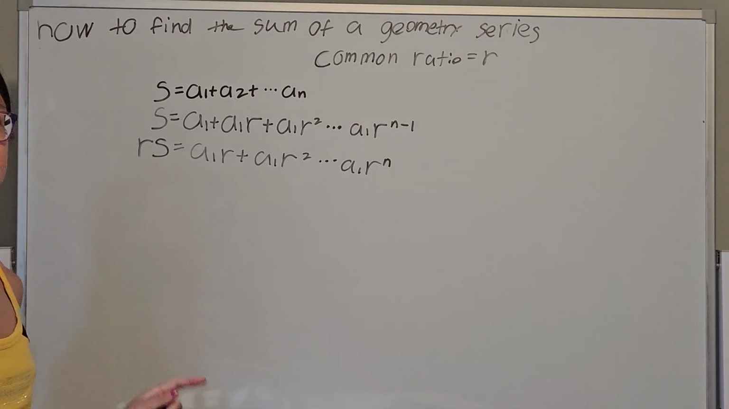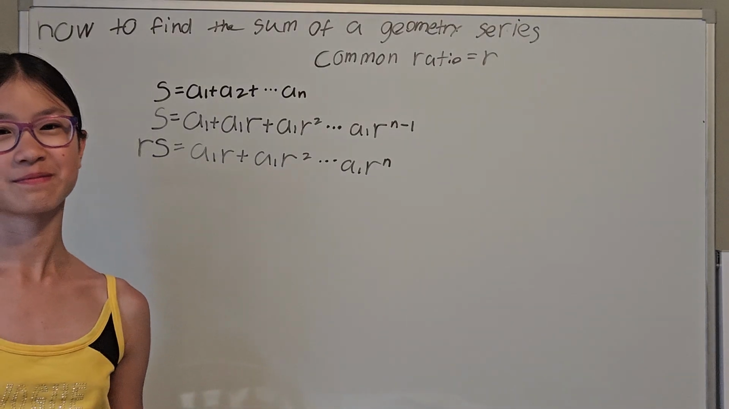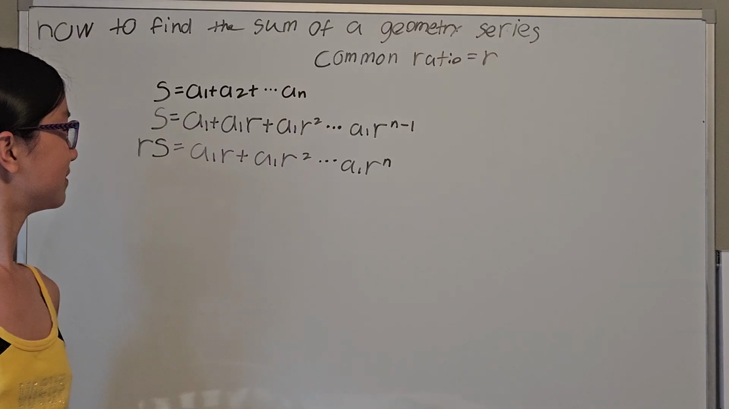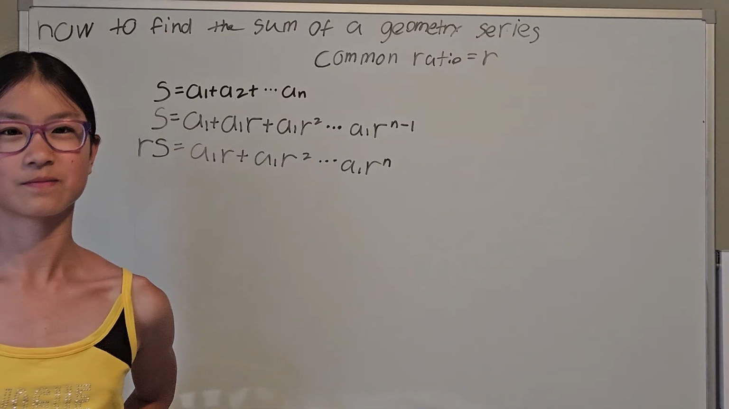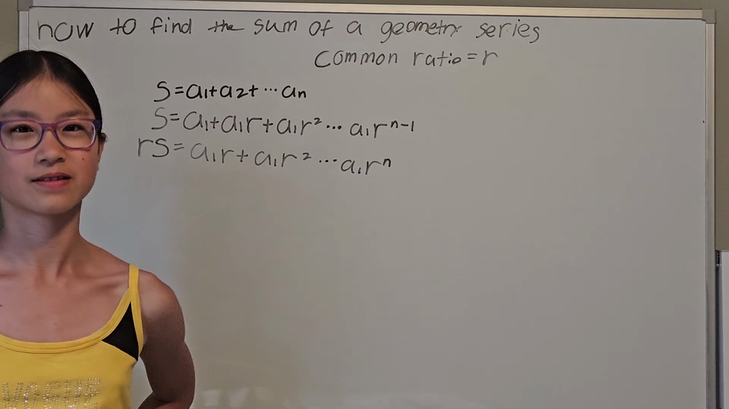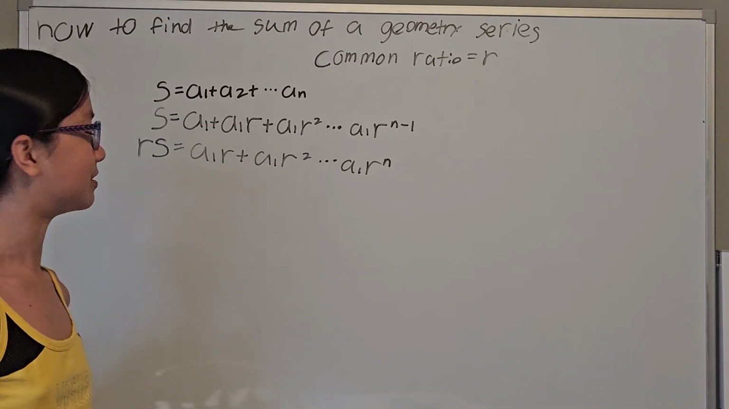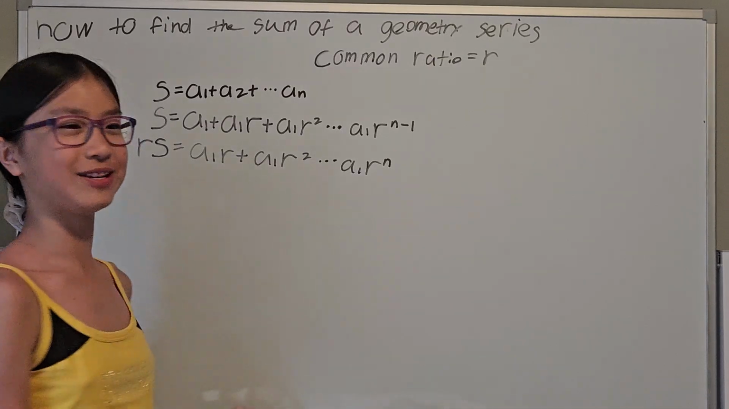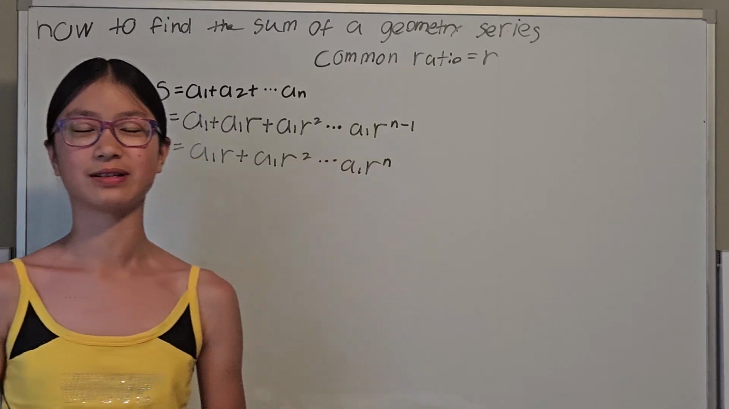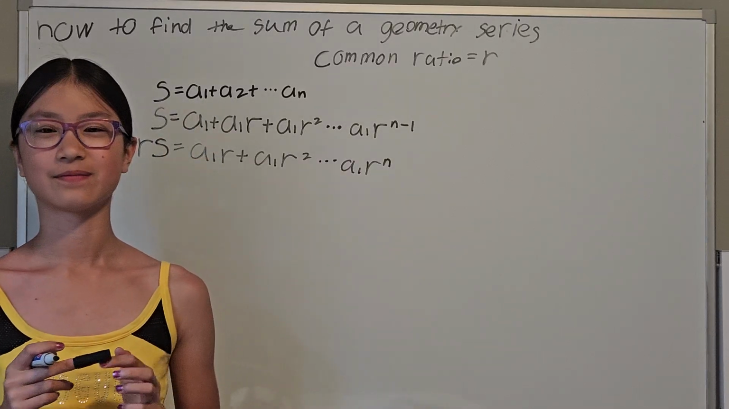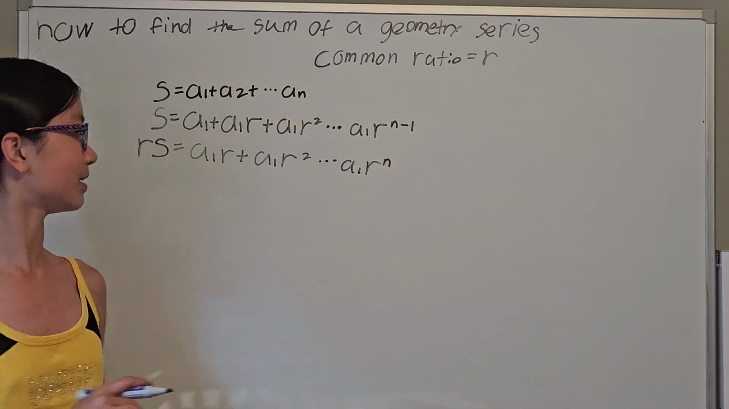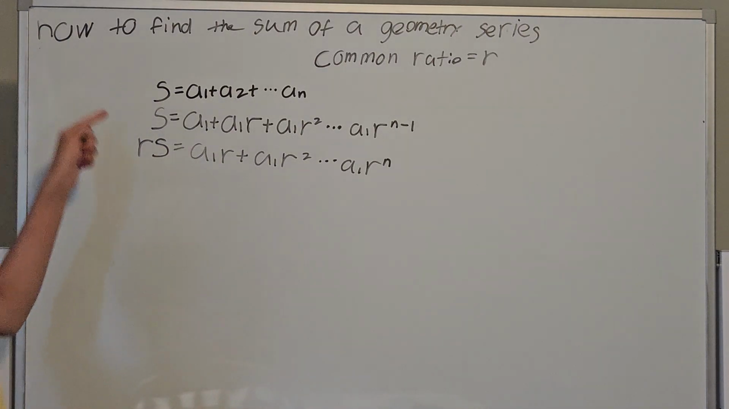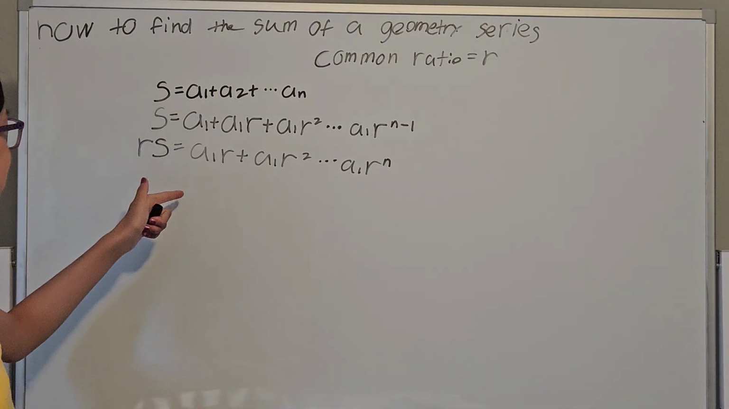It's you have to write n minus 1, right? Yeah, okay. Yesterday we learned the nth term equals the first term times the common ratio to the power of n minus 1. Yeah, that's it. Okay. Now that we have this, we can subtract these two.